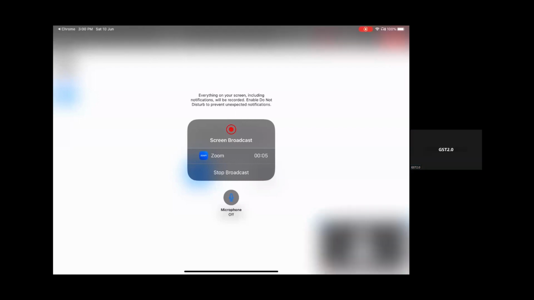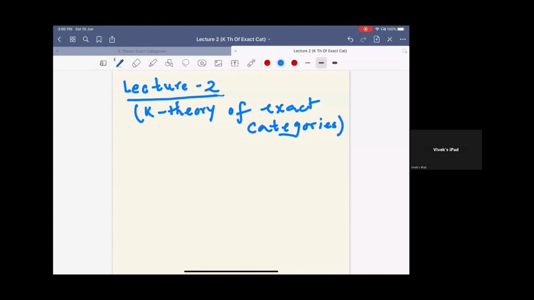Shall we start? Yeah, we should start. Can you share the screen? Okay. Yeah. Cool. Yeah, can you see the screen? Yeah, it's visible. Okay. All right.